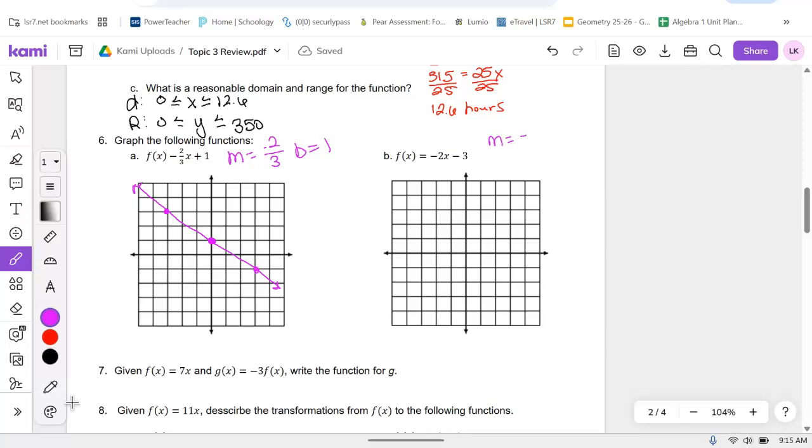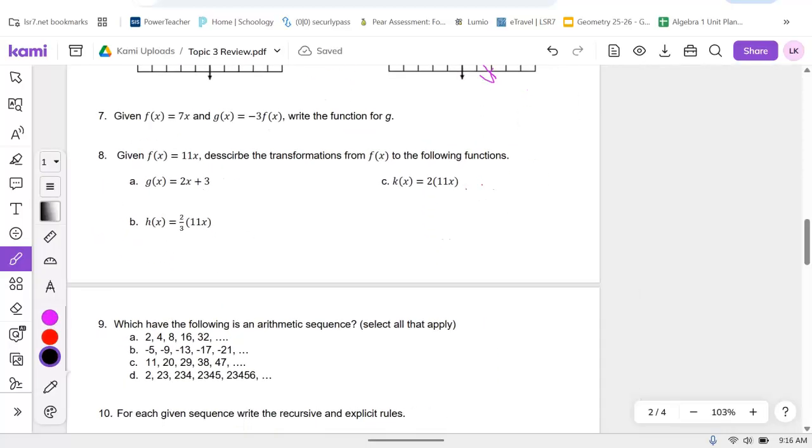All right, b, f of x equals negative 2x minus 3. My slope is negative 2. My b is negative 3. So I have negative 3 here. You go up 2, minus 1, up 2, to the left 1, and then you bracket, just like so.